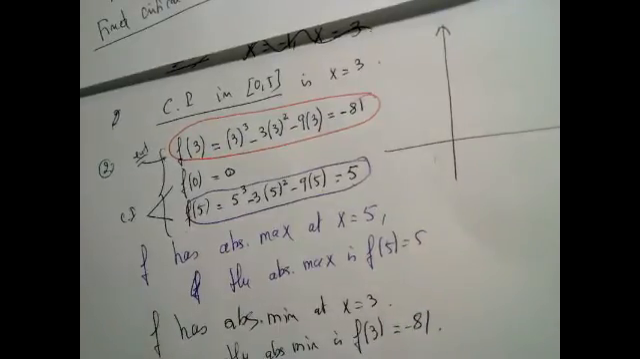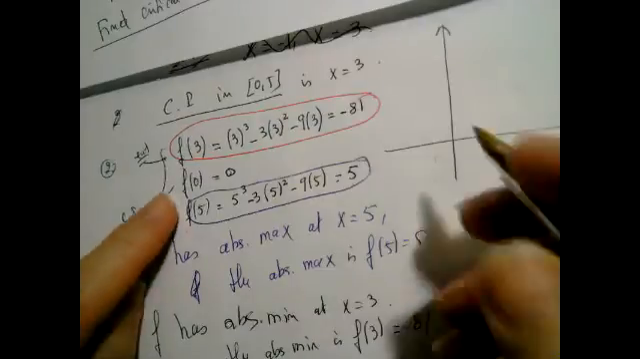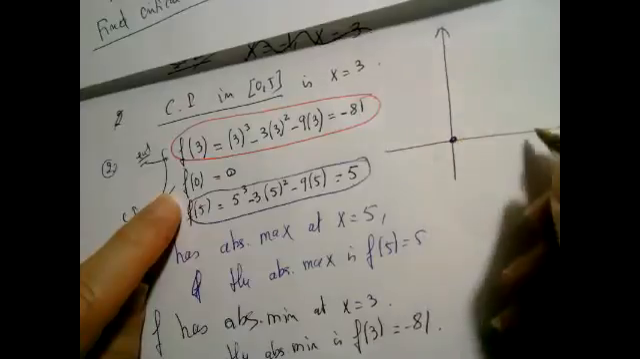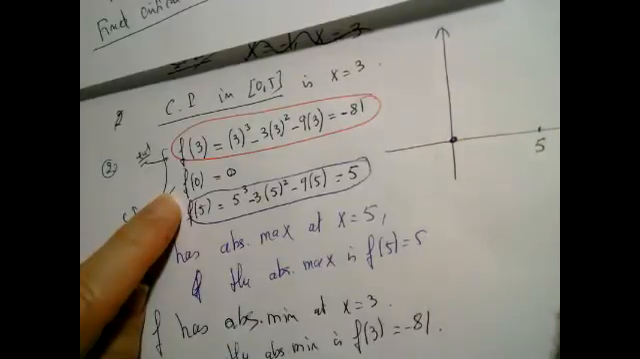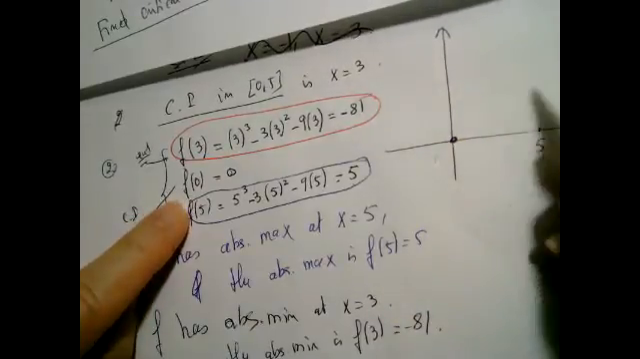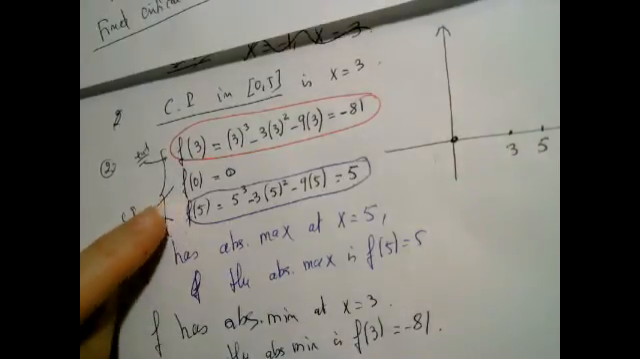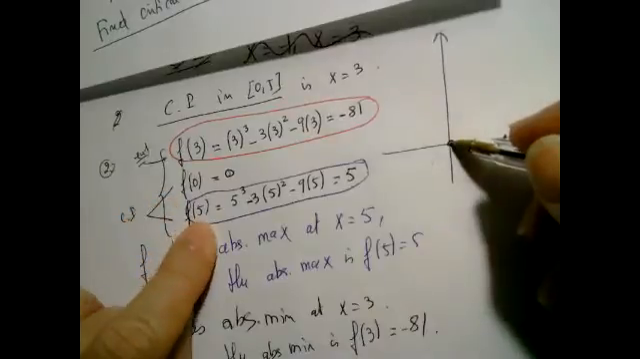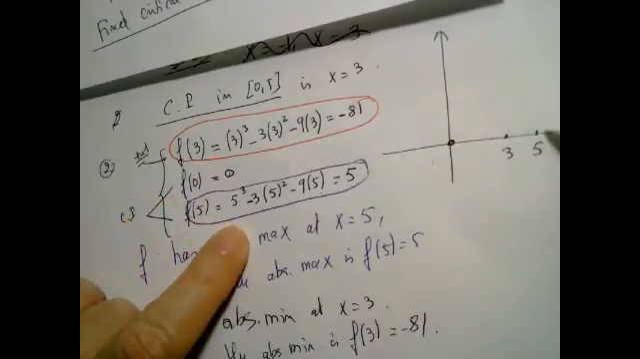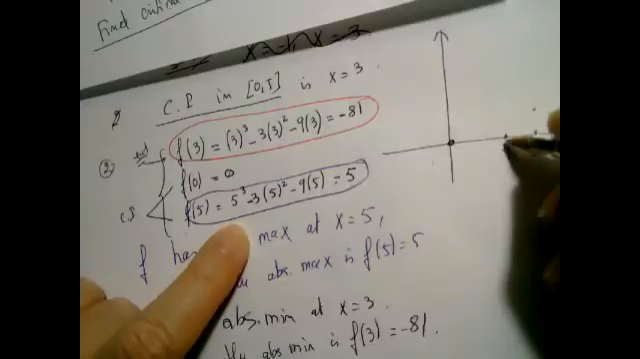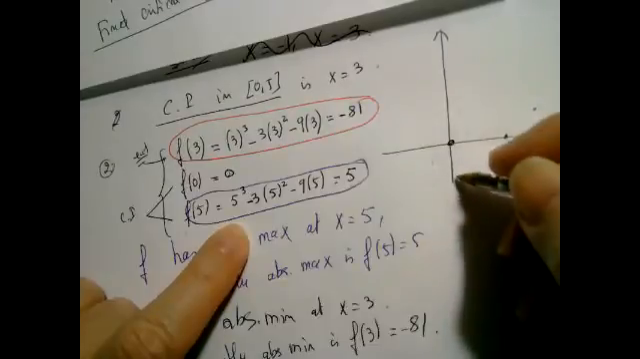All right, so now graphically what's happening? We actually have a very good idea what's going on graphically. This is 0, and this is 5, and 3. Those are the important points for us. Now what do we know? At 0, the function takes the value 0. At 5, the function is taking the value 5. And at 3, the function is down here.